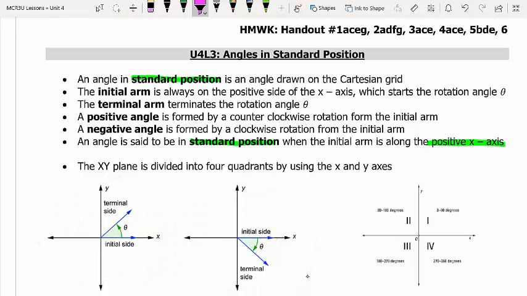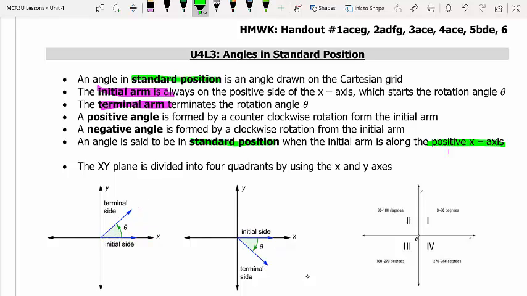Okay, so to make an angle on this Cartesian grid, we need two arms. We need an initial arm and a terminal arm. The initial arm starts the angle off, and it's always going to start on that positive x-axis. And then the terminal arm is the arm at the end of the angle. So the rotation of the angle happens between those two arms. Likewise here, the initial arm is always on that positive x-axis for it to be in standard position. That's where the angle rotation starts, and then it finishes at the terminal arm.